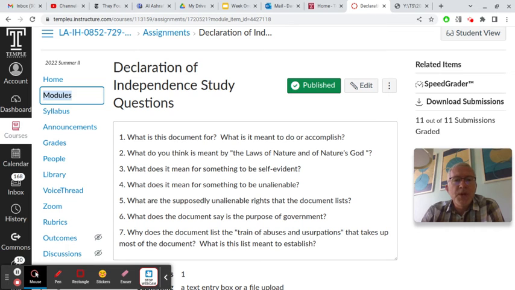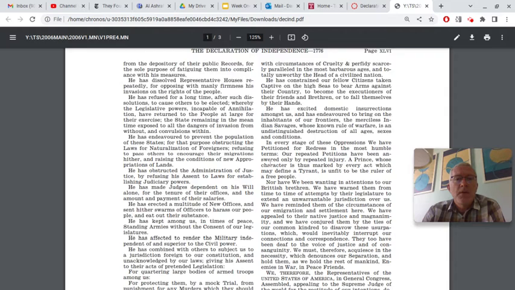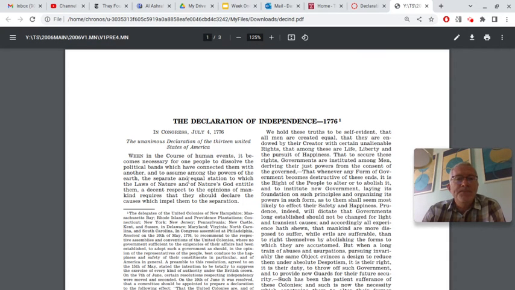Number two, what do you think is meant by the laws of nature and of nature's God, which is an interesting thing there in the beginning? "To assume among the powers of the earth the separate and equal station to which the laws of nature and of nature's God entitle them." Interesting. Laws of nature, I suppose, are laws like you have a right to be free, and you have a right to choose what form of government you want, and to enter into connection with other people to form that government.